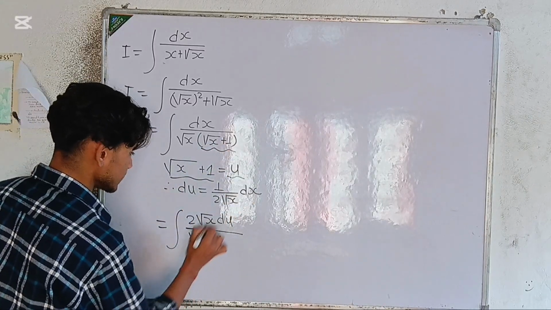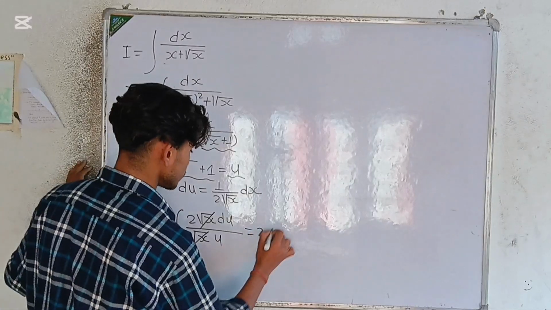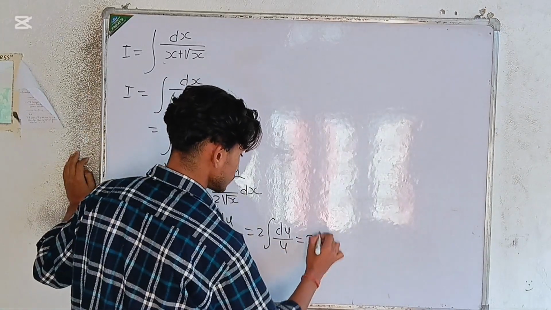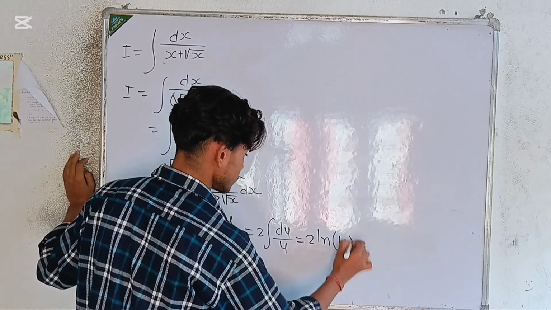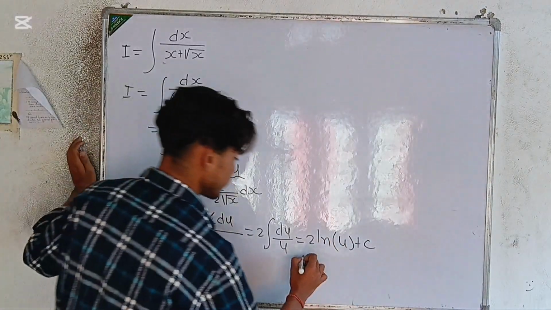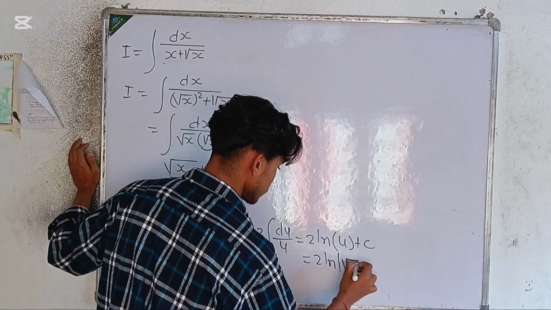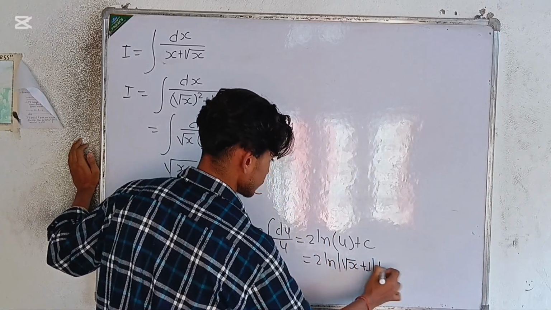So we got u and this cancels out, and we got 2 integral du over u, and this is going to be 2 ln u plus some constant c, and we got 2 ln, and our u is square root of x plus 1 with some constant c.